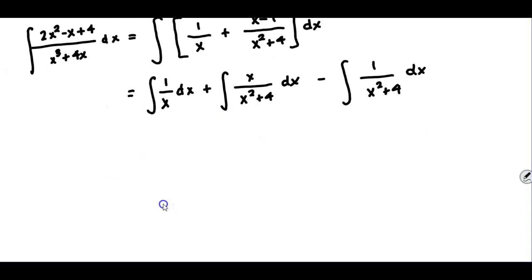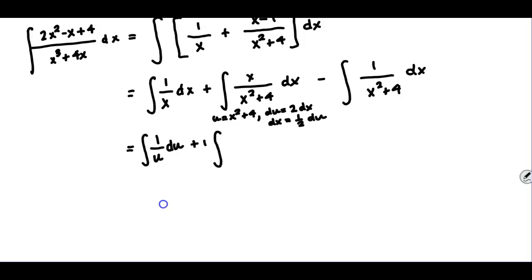Now for the first one, we know that the substitution can be quite simple here, which is just going to be 1 over u du. If we let u equal x squared plus 4, then we know that du is going to equal 2x dx, which ultimately tells us that x dx is going to equal 1/2 du. So therefore here, we're going to factor out the 1/2, and this is going to be 1 over u du.